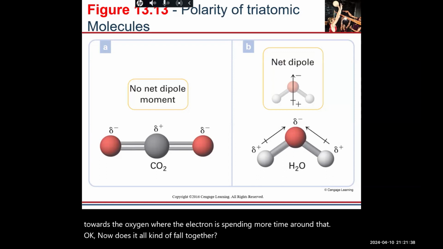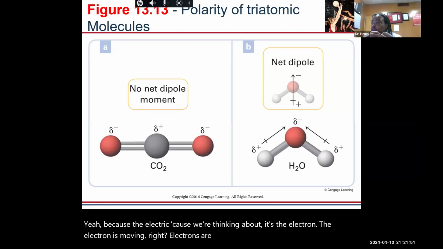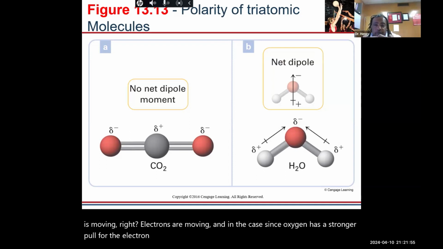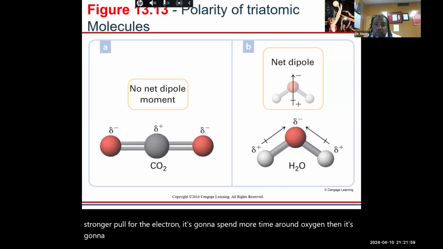Yeah, kind of. Does the dipole moment always like to go in the opposite of oxygen? I mean, oxygen, hydrogen? Yeah, because we're thinking about the electron. The electron is moving, right? Electrons are moving. And since oxygen has a stronger pull for the electron, it's going to spend more time around oxygen than it's going to be spending around hydrogen.